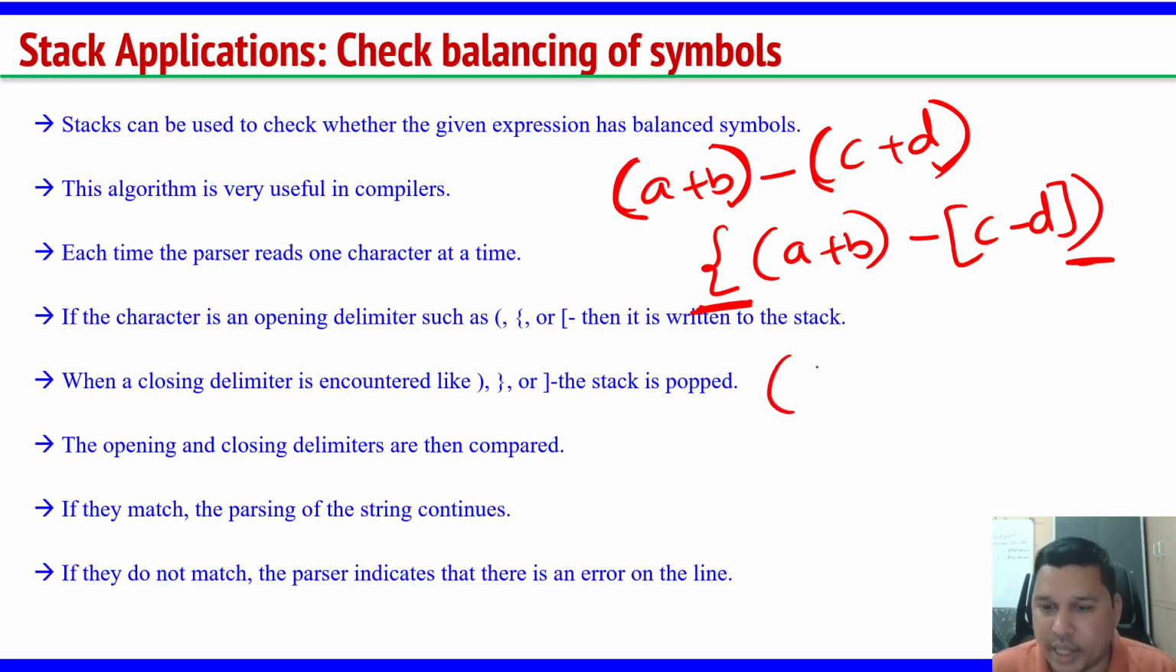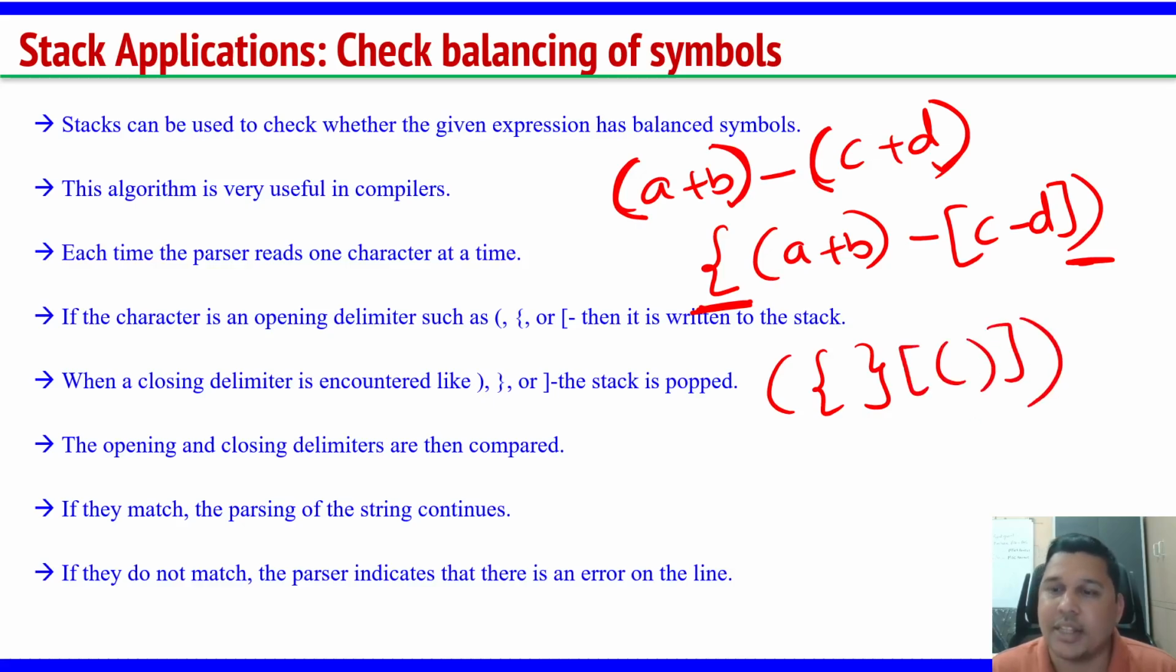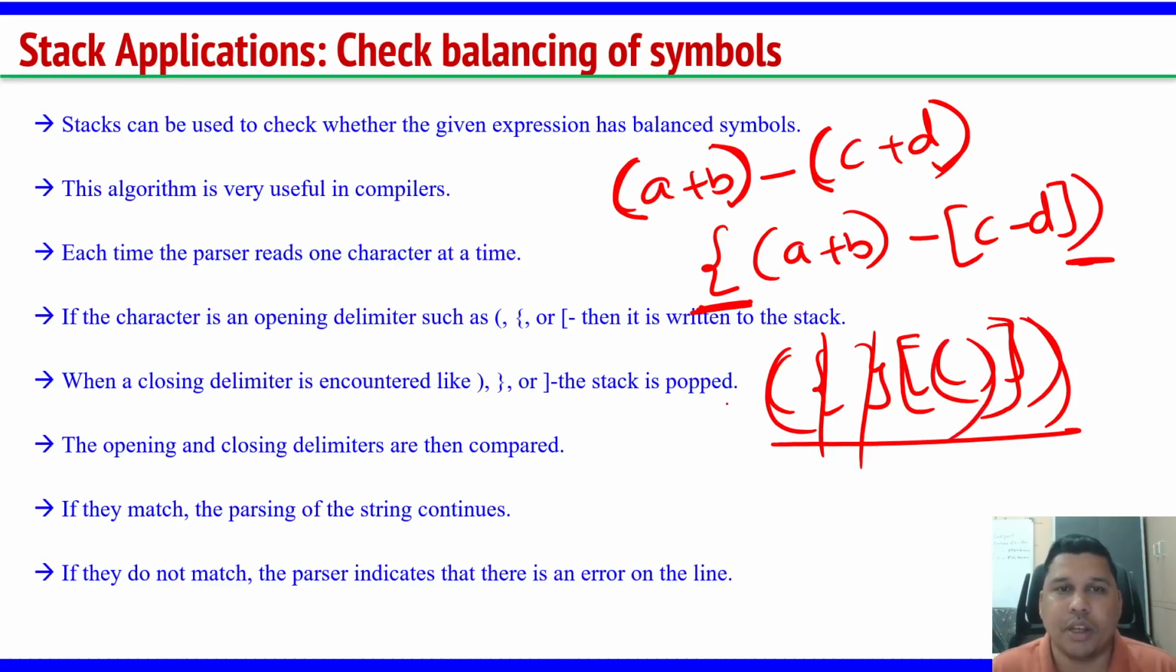You can even give it like this: open, flower close, then square open, again round, then this close and this. This is a valid expression. Why? I have one open, then I have close. I have one flower, again close flower. Square bracket is there, close square is there. Round open, round close. So we use the stack data structure to check whether the symbols are properly balanced or not.